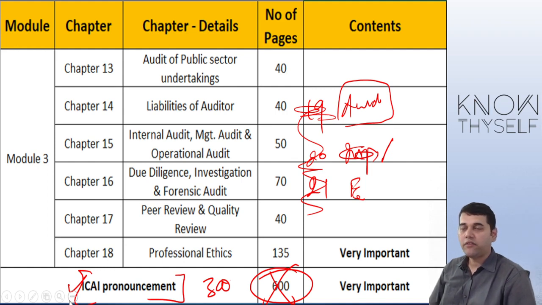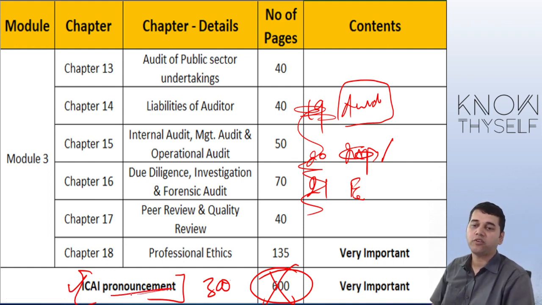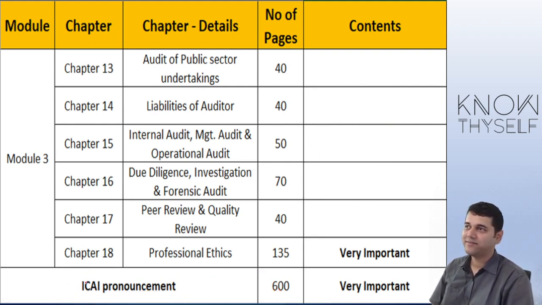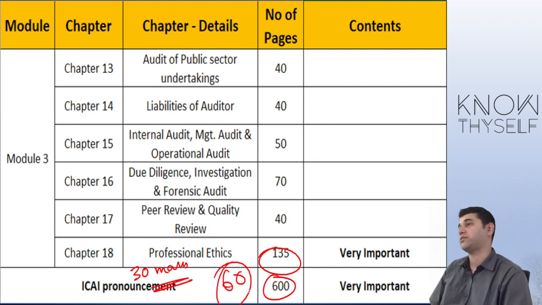So our first target will be the Standards on Auditing. I believe you must have studied this in intermediate. The weightage of the Standards on Auditing in Final is around 30 marks, and I don't know how much in MCQ. So this and the Companies Act should give you somewhere around 16 marks.